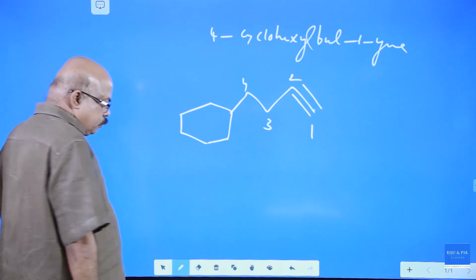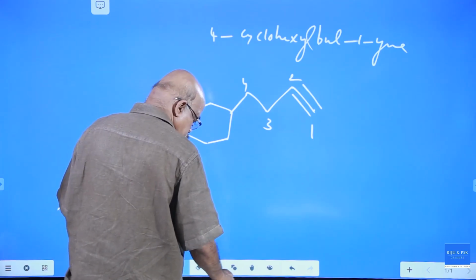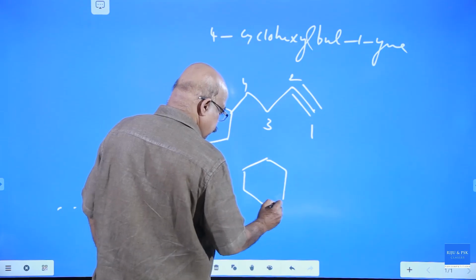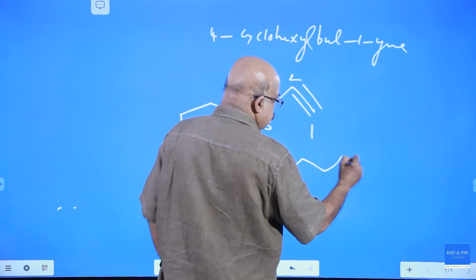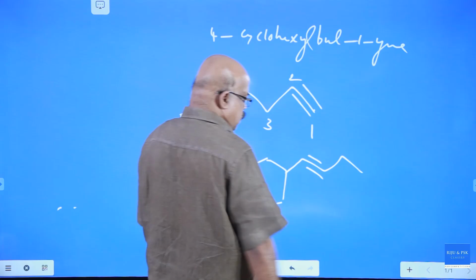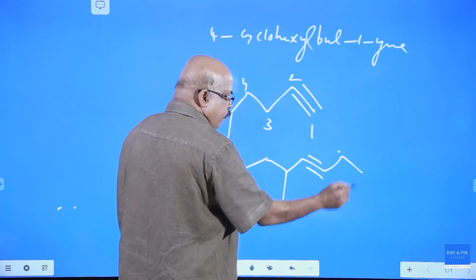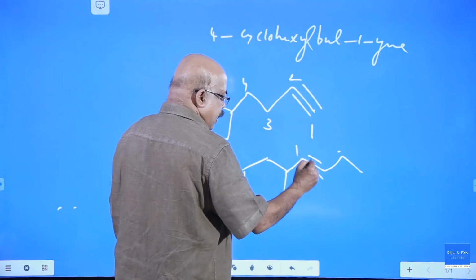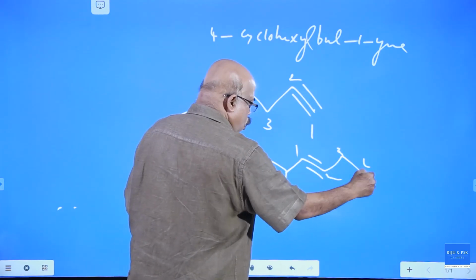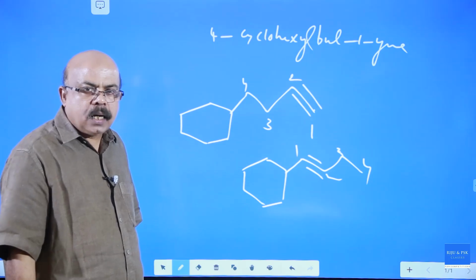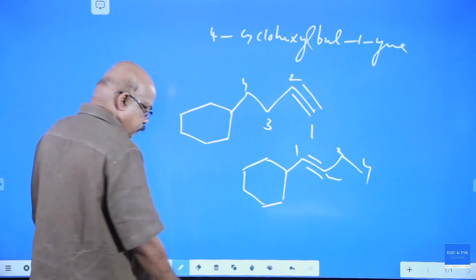Okay. In this case, 6 carbon ring, 1, 2, 3, 4 carbon chain, it is the parent chain. It is 1-cyclohexyl but-1-yne.